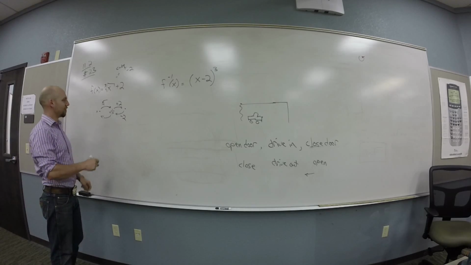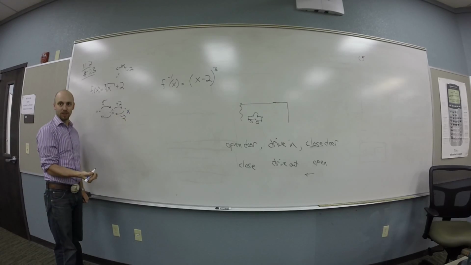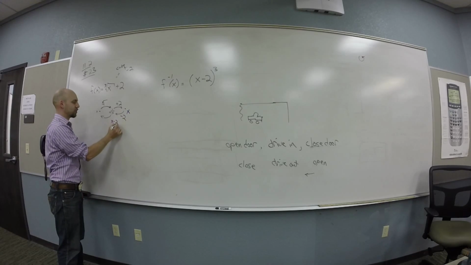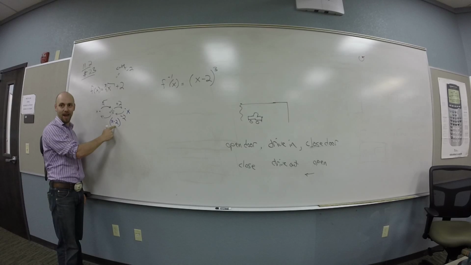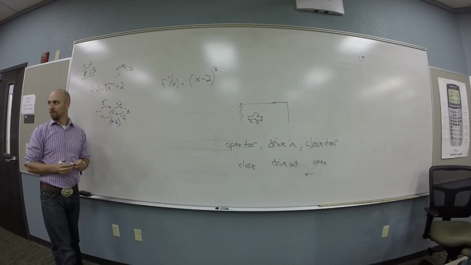So like here, if I was writing this down, I'd say, okay, on this side I'm going to start with an x. Then I'm going to do x minus 2. And now x minus 2 is where I'm at. And now I need to cube that to get back. You guys see that whole thing?